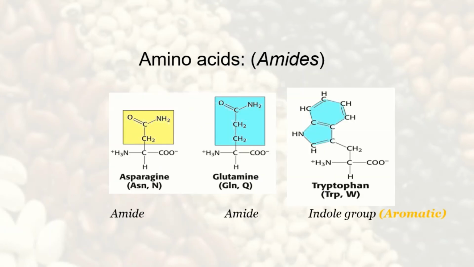Then we have amides because they have nitrogen. So you can see asparagine has an amide group. We have glutamine also having an amide group. And then we have tryptophan having a group called indole because it has the nitrogen within the ring. You can see that. And it's also aromatic, of course, because these are 2 rings, a 6 carbon ring and a 5 carbon ring.